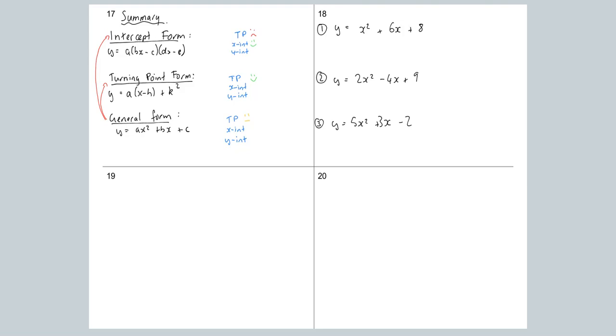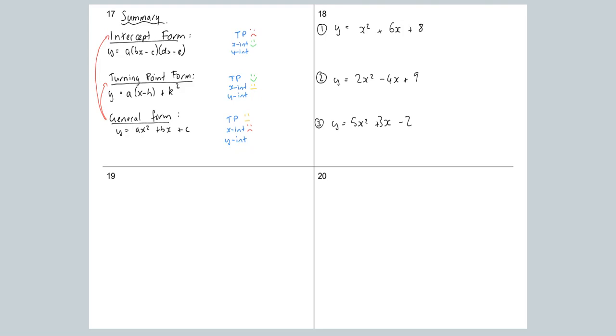In turning point form, I would say it's okay. You can solve it. It's not a hard solve, but certainly not as straightforward as the intercept form. And for the general form, I would say it's probably the hardest. It's not that hard, but the quadratic formula, which is what you would use to work out the x-intercepts, has its own challenges in terms of lots of number manipulation.